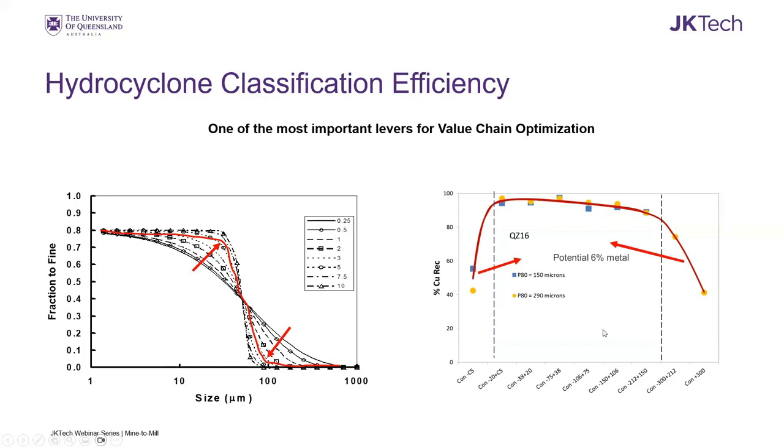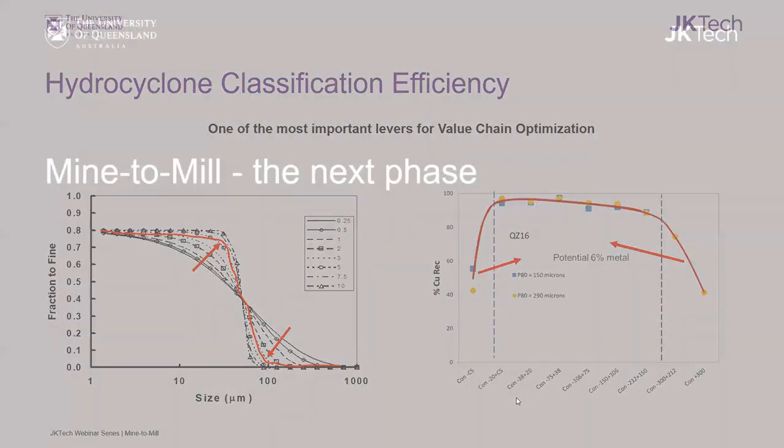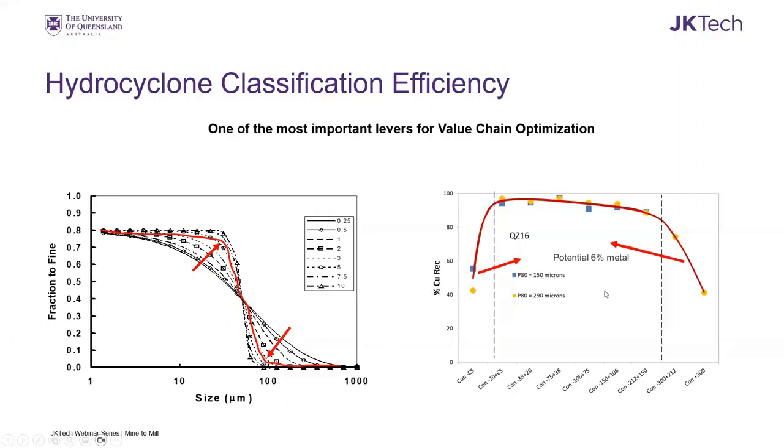And with that, we provide flotation with a more narrow size range, which, as you can see on this graph on the right, the finest and the coarsest size fractions are often associated to lower flotation recoveries. So by producing a sharper cut in the hydrocyclone, we are feeding this flotation circuit with less mass on these two extremes in size distribution, which is again often associated to lower flotation recovery.